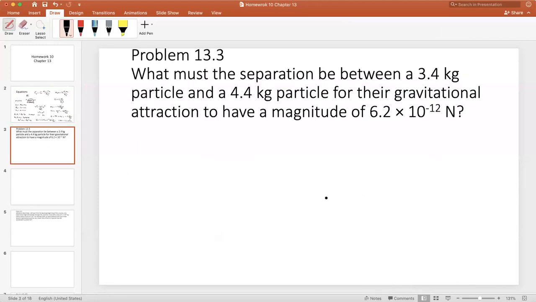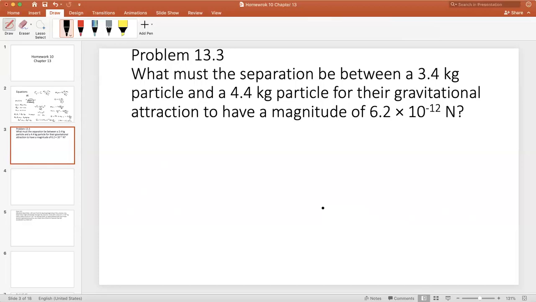So problem 1, problem 13.3, asks us to find the separation between a 3.4 kilogram particle and a 4.4 kilogram particle for their gravitational attraction to have a magnitude of 6.2 times 10 to the minus 12 newtons.